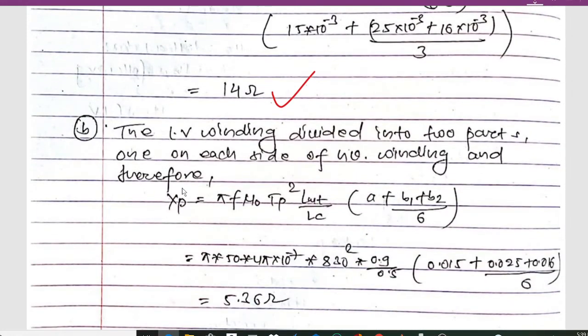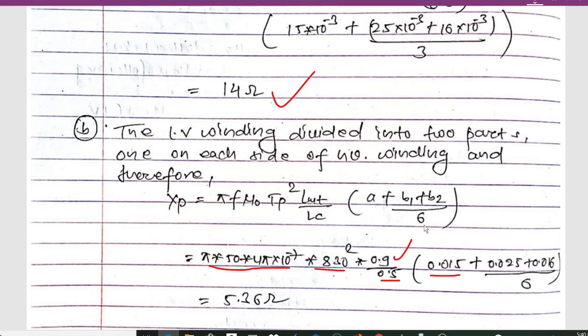Now in the second case, the low voltage winding is divided into two parts, one on each side of the high voltage winding, and therefore Xp will be pi f mu naught Tp squared Lmt upon Lc, into a plus (b1 plus b2) upon 6. Again pi f is given, mu naught you can write as 4 pi into 10 power minus 7, and Tp is again 830. Lmt is 0.9 and Lc is 0.5, and in place of a we have 0.015, meaning 15 mm. Similarly in place of b1 we have 25 mm, so 0.025, plus in place of b2 we have 16 mm, upon 6.